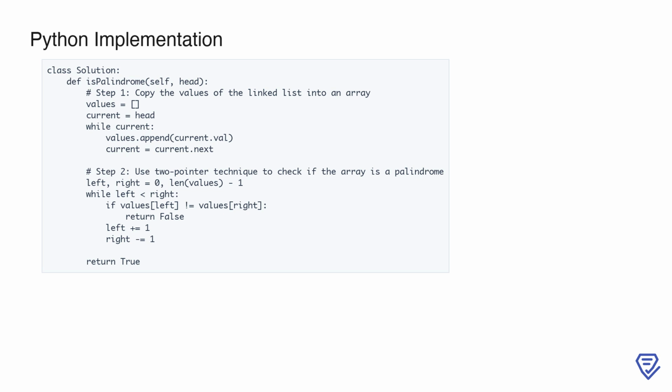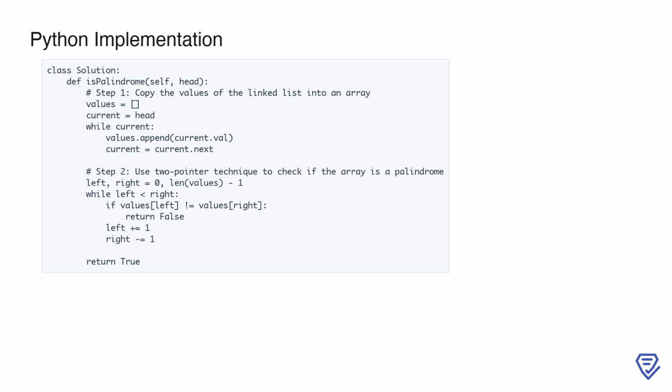2. Two-pointer technique for palindrome check. Once the values are in an array, we use the two-pointer technique to determine if the array is a palindrome. The left pointer starts at the beginning of the array, and the right pointer starts at the end. In each iteration of the while loop, we compare the elements at the left and right pointers. If they differ, we immediately return false since the sequence cannot be a palindrome. If they match, we move the left pointer one step to the right and the right pointer one step to the left, narrowing the range.